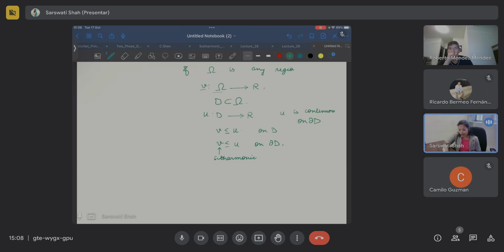Firstly, this V is defined from the superdomain to R, and this U is a harmonic function on the subdomain of this region. Like U is harmonic on D, and U is continuous on the boundary of D in such a way that V is less than or equal to U on D as well as on del D. So it basically implies that V is less than or equal to U on the union of D and del D, which is basically D closure. In that case, since V is less than or equal to this harmonic function U on this domain D, then we call it a subharmonic function.